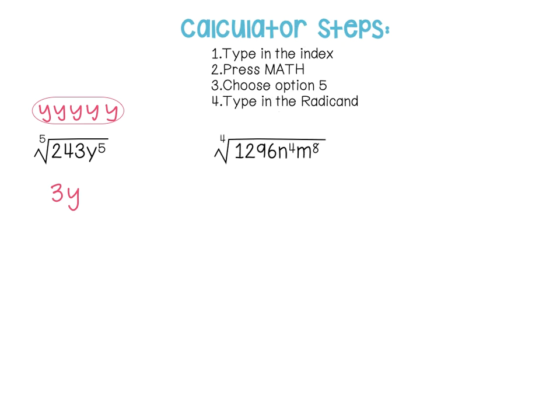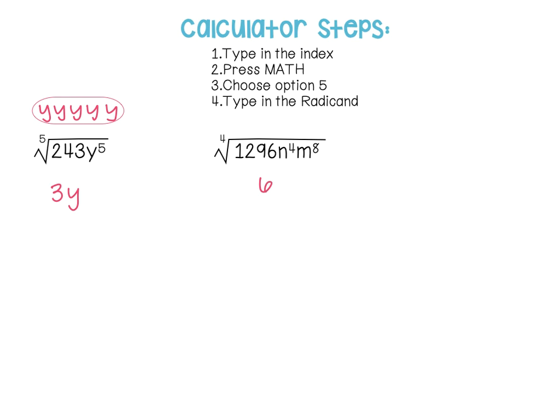So we're going to type in our index, which is 4. We're going to press math. We're going to choose option 5. And then we're going to type in 1296. I can't type in those letters because my calculator doesn't have that function, so I can really only do that for the number. And you should get 6.